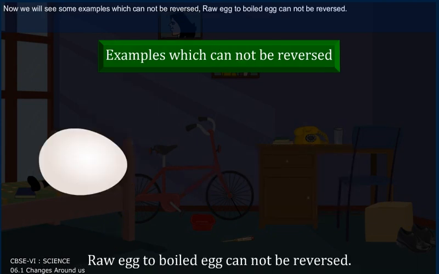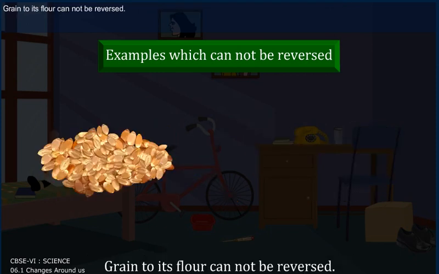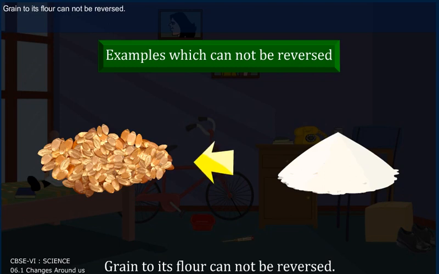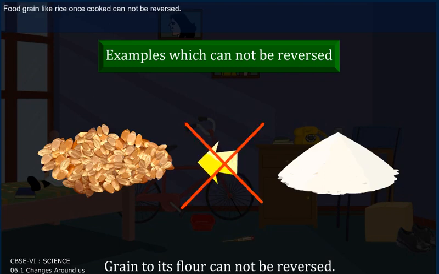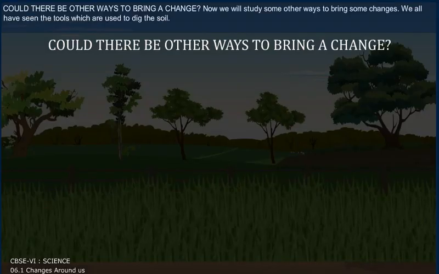Now we will see some examples which cannot be reversed. Raw egg to boiled egg cannot be reversed. Grain to its flour cannot be reversed. Food grain like rice once cooked cannot be reversed.